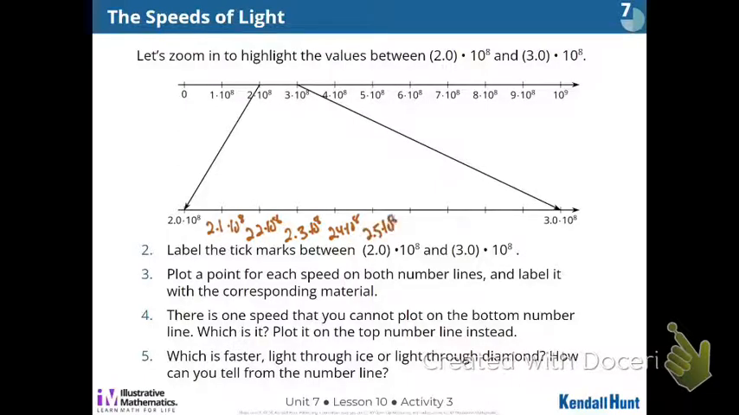2.5 times 10 to the 8th. 2.6 times 10 to the 8th. 2.7 times 10 to the 8th. 2.8 times 10 to the 8th. And 2.9 times 10 to the 8th. Okay, so what's the first thing on the chart? What's the value? 2 times 10 to the 8th. And what was that for?